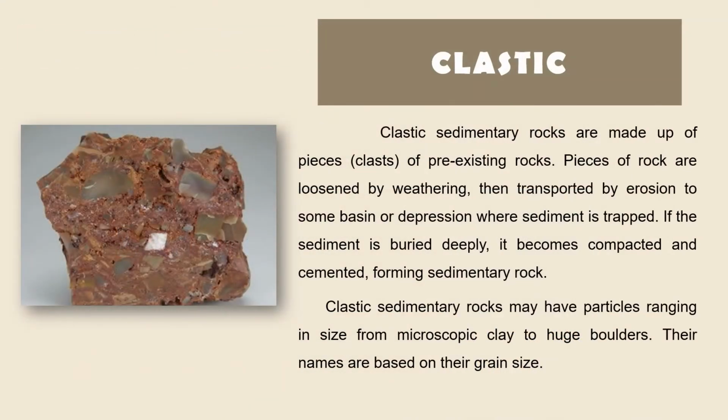Clastic. Clastic sedimentary rocks are made up of pieces or clasts of pre-existing rocks. Pieces of rock are loosened by weathering, then transported by erosion to some basin or depression where sediment is trapped. If the sediment is buried deeply, it becomes compacted and cemented, forming sedimentary rock. Clastic sedimentary rocks may have particles ranging in size from microscopic clay to huge boulders. Their names are based on their grain size.